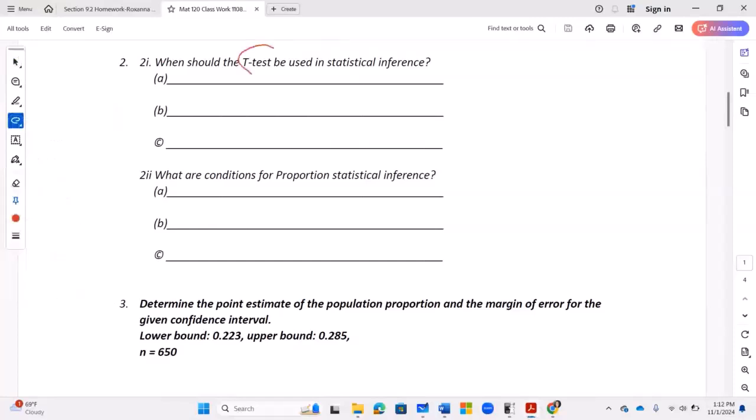Population standard deviation is unknown. In other words, what you know is the sample standard deviation. And then B, the sample must be from a simple random sample. And the sample size must be less than 30.